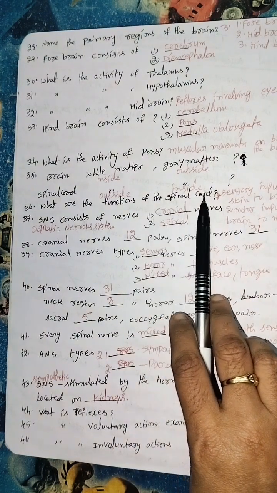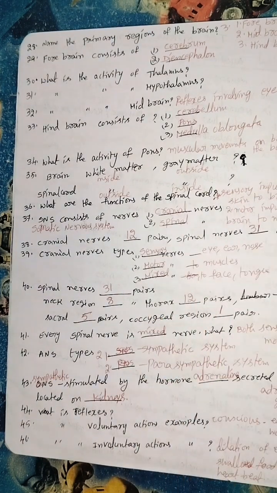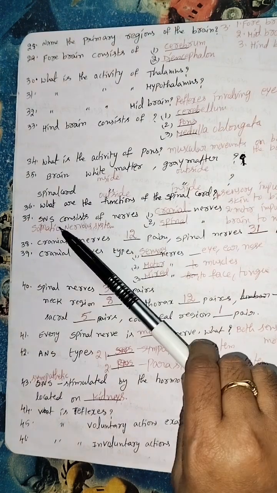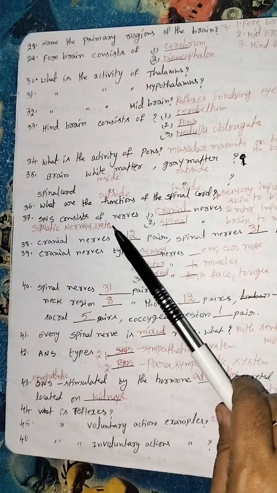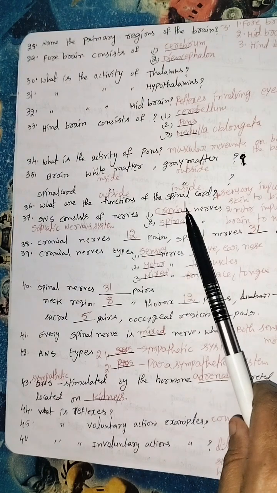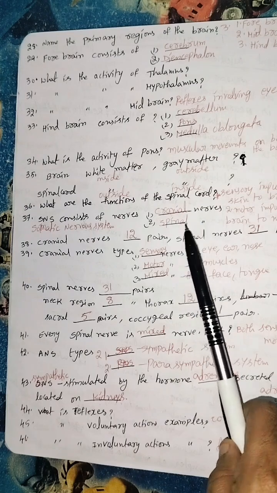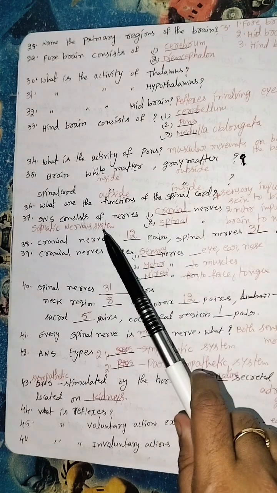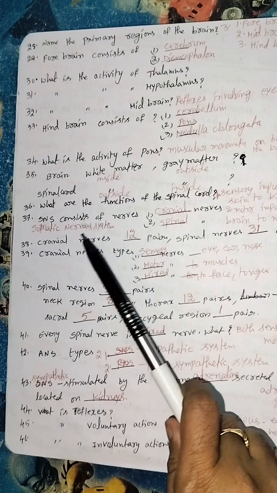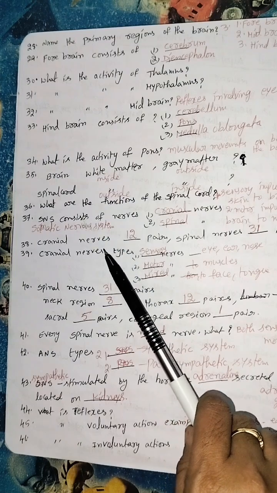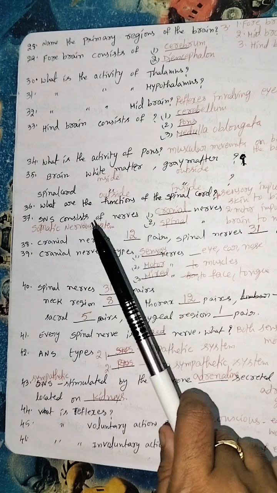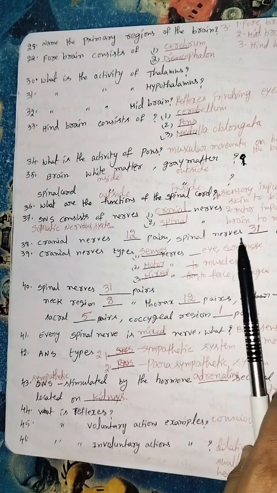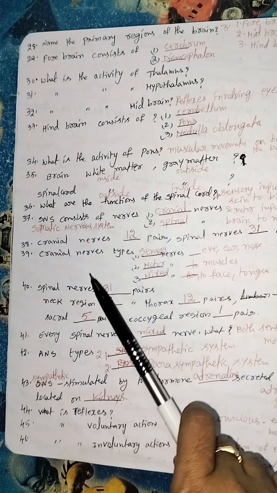What are the functions of the spinal cord? Sensory impulses from skin to brain. The somatic nervous system consists of two types of nerves. What are they? Cranial nerves and spinal nerves. Next one: how many pairs of cranial nerves are present in the somatic nervous system? There are 12 pairs of cranial nerves and the spinal nerves are 31 pairs.